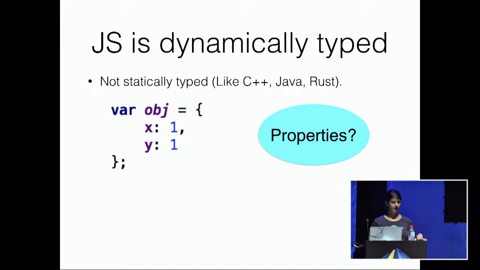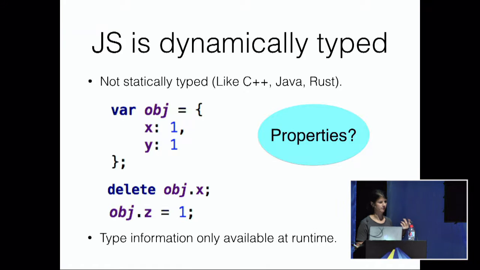Can the compiler rely on this information? No, because you can at any time delete properties of an object. So this object that you have can change all the time, and only at runtime can the compiler say, yes, it has an X, yes, it has a Y, or not. And of course, you can also add properties. So this type information is not available up front. It's dynamic, and the compiler always has to infer it.